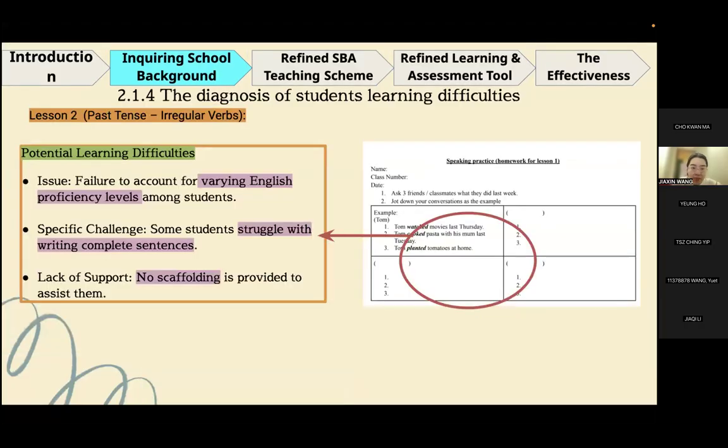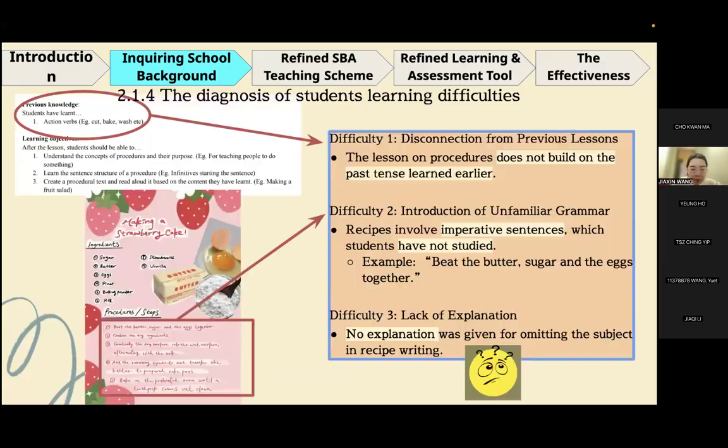Next page, please. For lesson two's activity, we can see in this homework, the issue is that it fails to account for varying English proficiency levels among students. Some students may struggle with writing complete sentences, and also there's no scaffolding to help them. Next page, please.